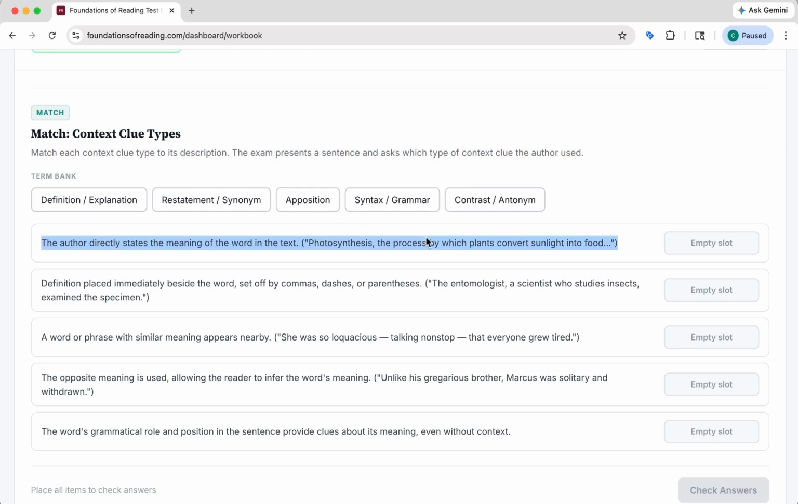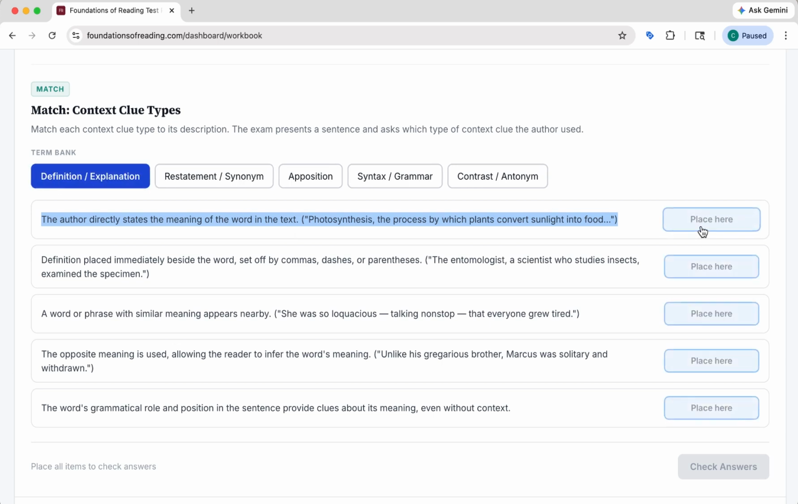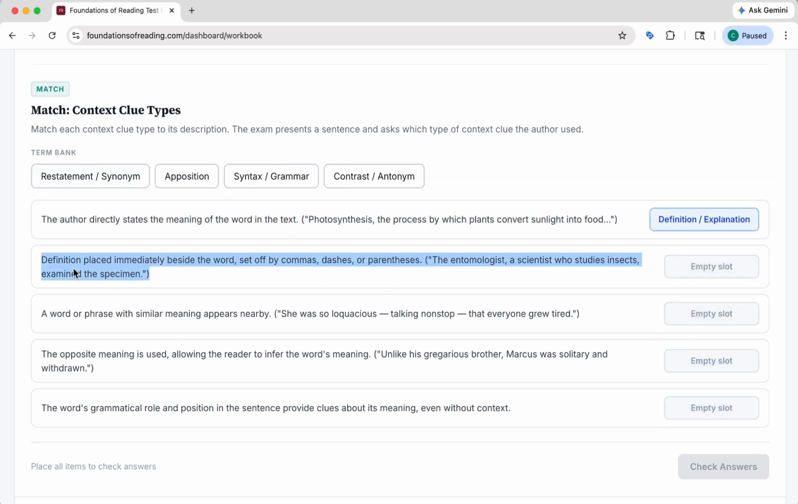So again, take a moment if you're watching this video. Don't just passively consume this information. Pause the video, try and sort and list the correct context clue types with the sentences. So the author directly states the meaning of the word in the text. What's that going to be? Directly states is definition.